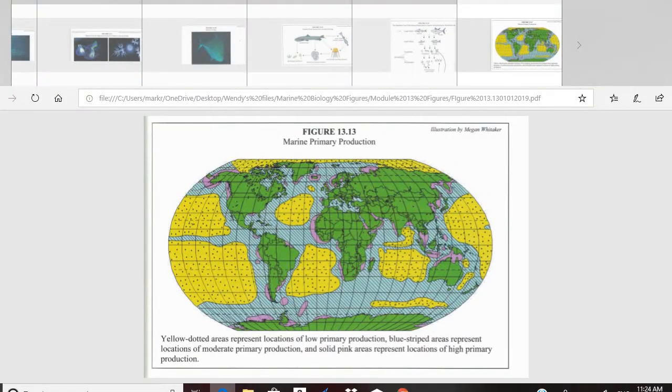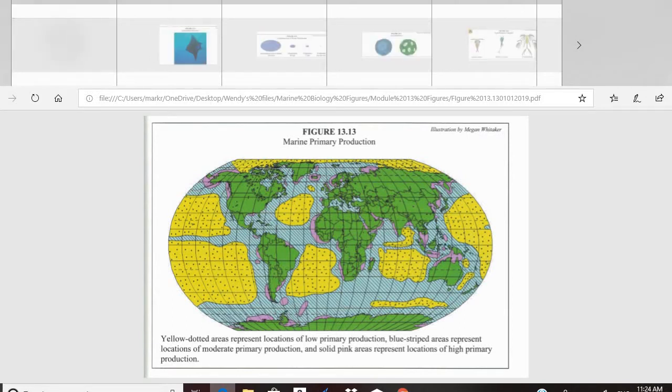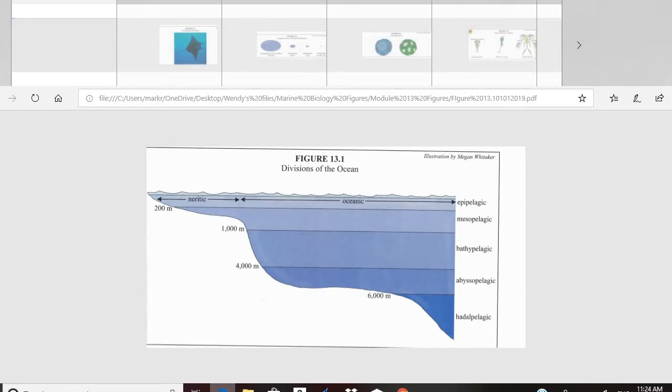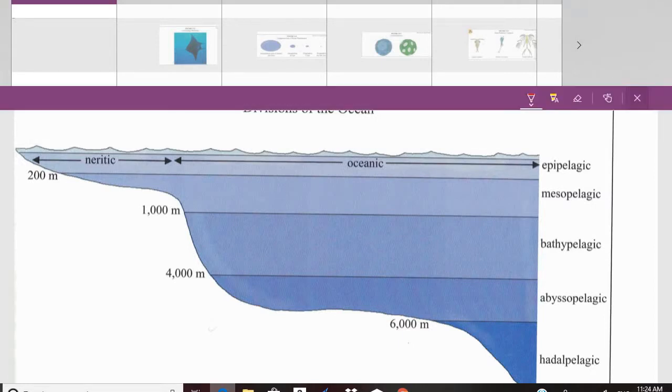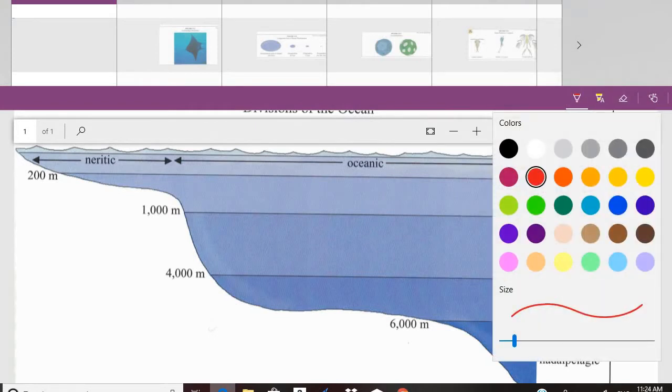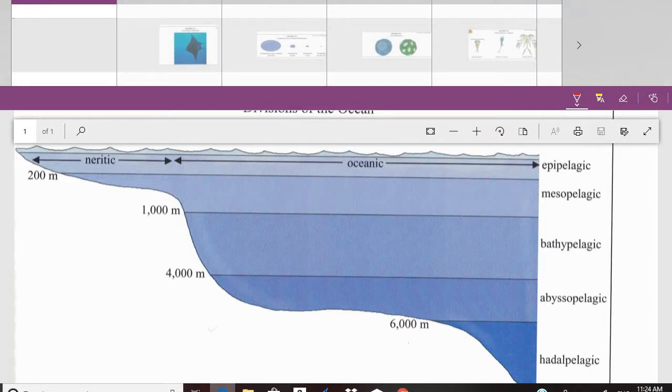So if we look at a picture here, this is a similar picture that we've looked at before, but what I want to point out is that the epipelagic zone is just this top layer right here. Now this shows it at 200 meters. It can be deeper than that, but it's the top layer of water in the ocean.